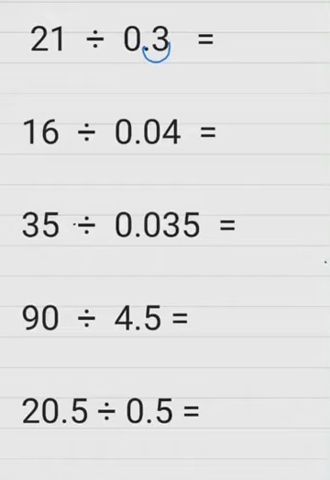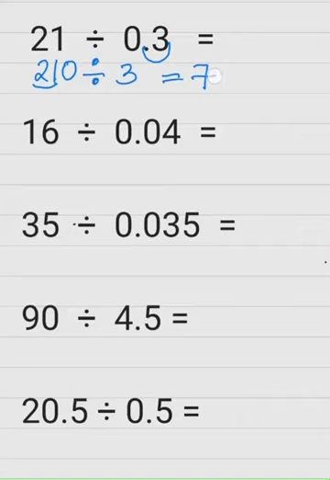One place. Moving one place means adding one zero here. So this 21 becomes 210. Divided by, this becomes 3 now. So now you can divide 21 divided by 3 is equal to 7. Then add 0 here. So that is equal to 70.